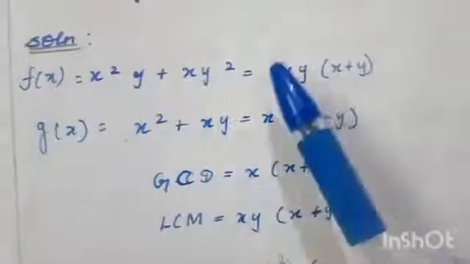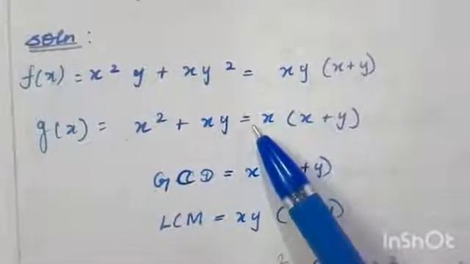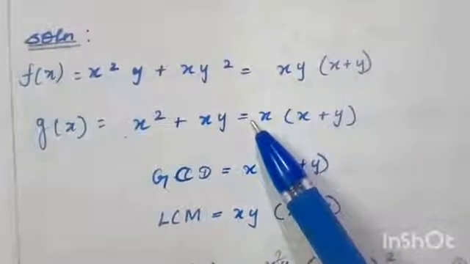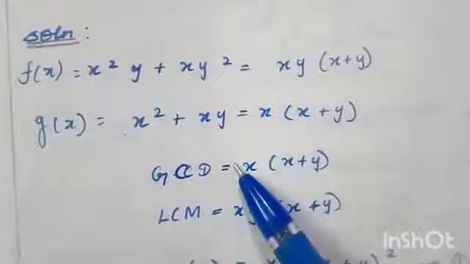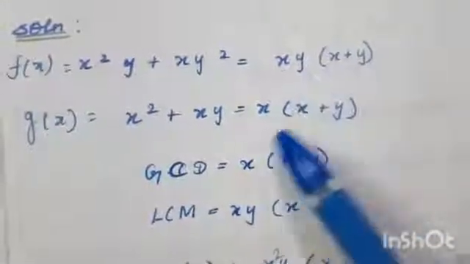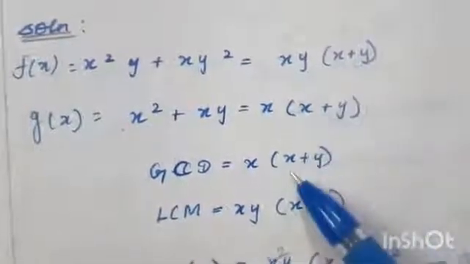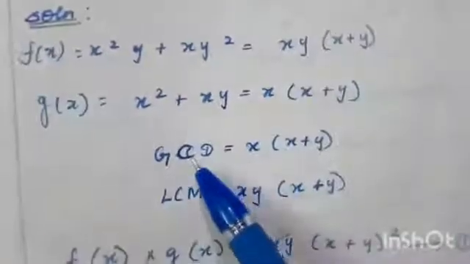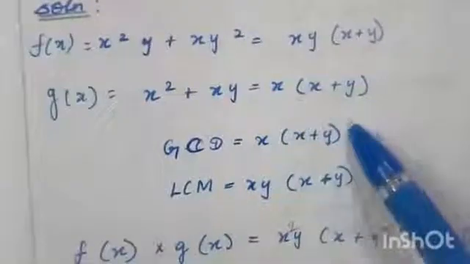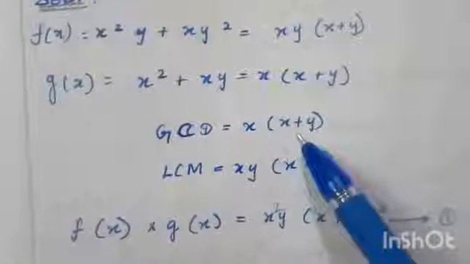Now here the coefficient is 1, so you need not find a GCD and LCM for 1. GCD of 1 is 1, LCM also 1. GCD means the common factors. For these two, x is common, and x plus y is common. So for the common terms only, GCD is x into x plus y. Whatever is common, that only you have to take and write as a product.